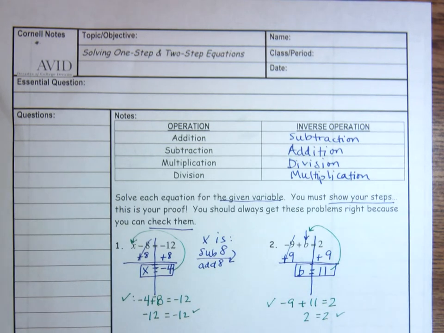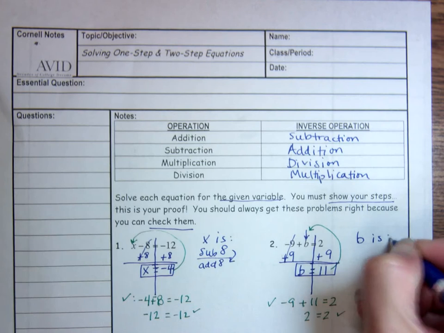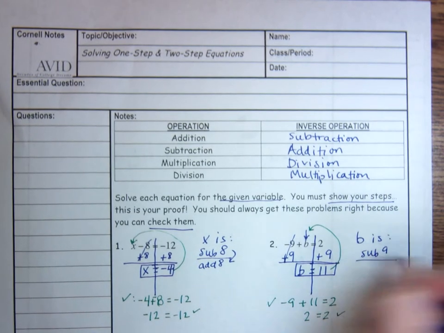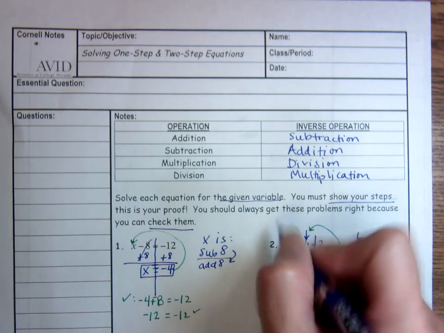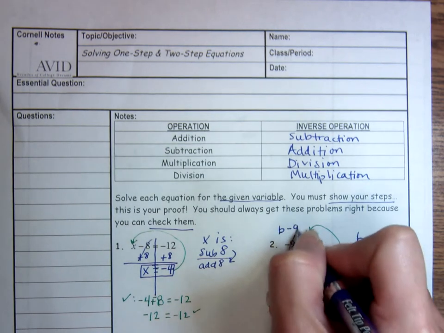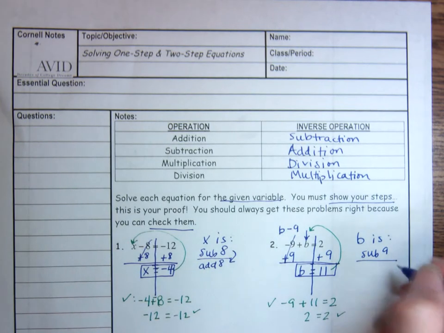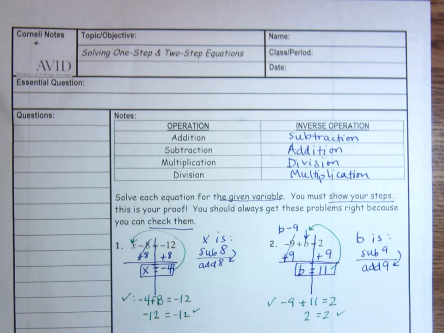Now, one thing that we did not write down here is the steps that were taking place. If you look at it, b is being subtracted by 9. You see that there's a negative 9 here, and if you were to rearrange this, you would actually see b minus 9. So that's the way we know that it is subtracted by 9. So the opposite of that was to add 9. Okay?